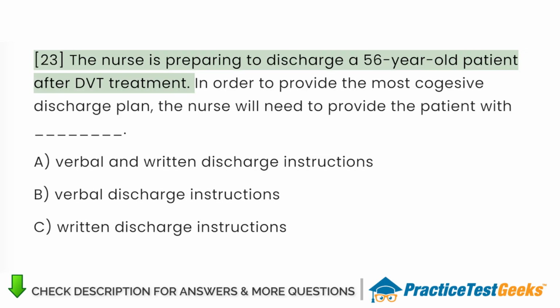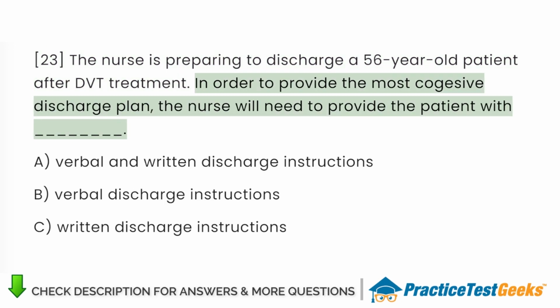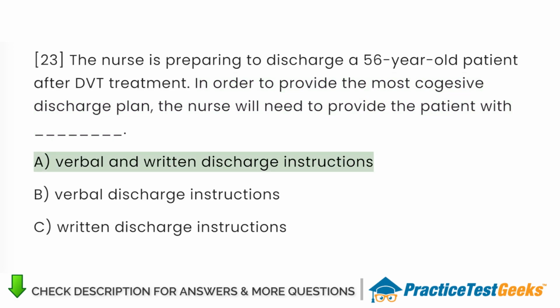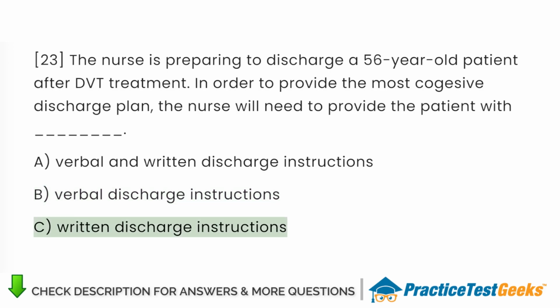The nurse is preparing to discharge a 56-year-old patient after DVT treatment. In order to provide the most cohesive discharge plan, the nurse will need to provide the patient with A. Verbal and written discharge instructions. B. Verbal discharge instructions. C. Written discharge instructions.